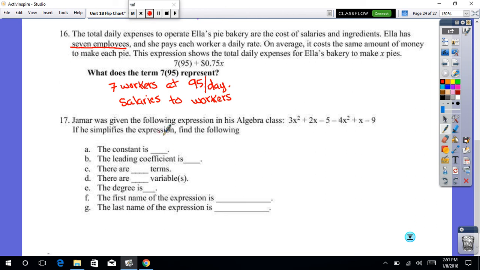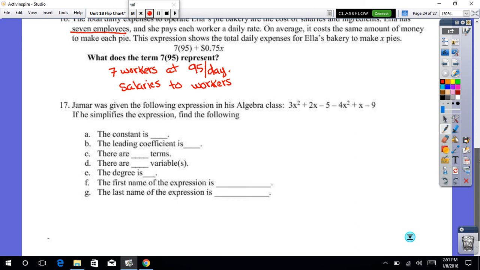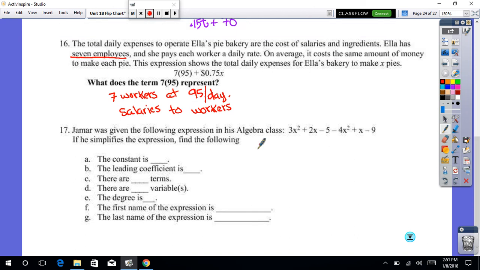Okay, 17. Jamar was given the following expression in algebra class. If he simplifies, let's find the following. So yes, we do need to simplify first. Never leave variables of the same kind listed twice. It definitely needs to be simplified. So I have 3x squared and 4x squared, which leaves me negative 1x squared.